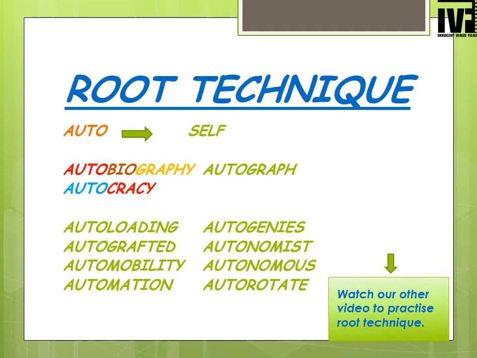Now let's take a word called autobiography. Auto means self, bio means life, and graph means to write. Autobiography means a book or account of your own life. Autograph means a person's own signature. Autocracy, where auto means self, cracy means rule. So autocracy is a theory favoring unlimited authority by an individual, self. This is how you practice the root technique.